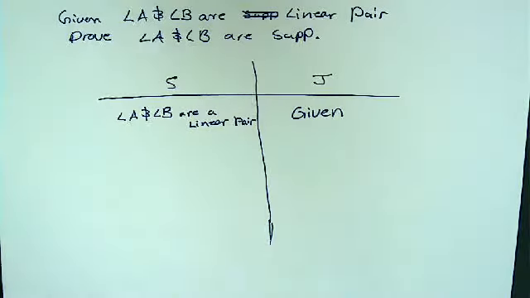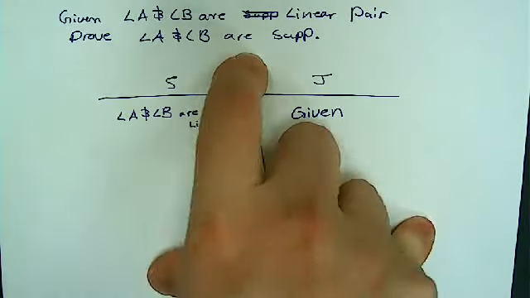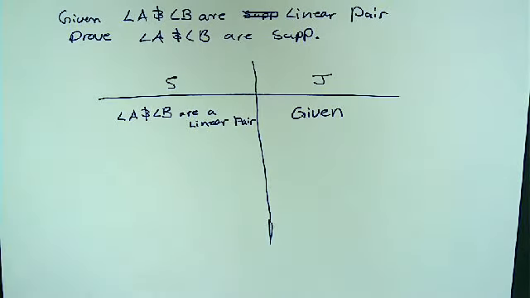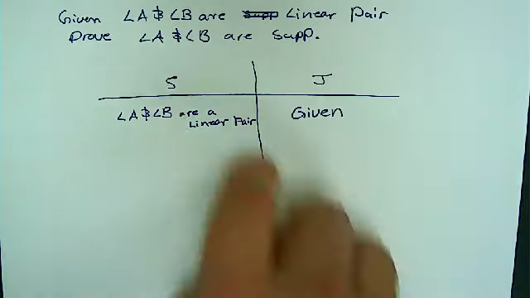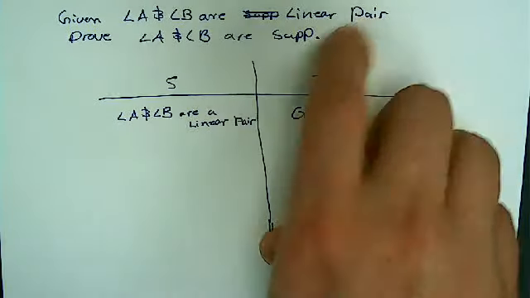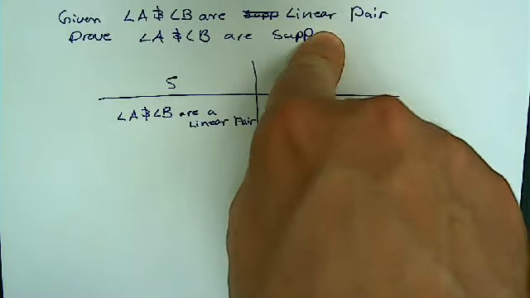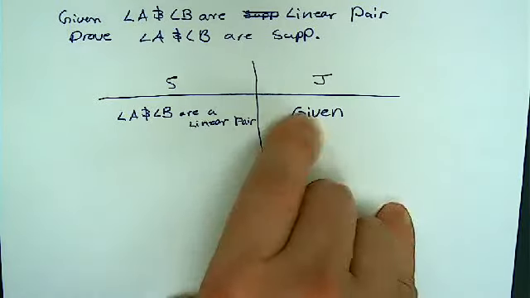All right, so here we are. This is the... what is this theorem called again? Linear pair theorem, which is: if two angles are a linear pair, then they are supplementary. All right, so we start off with our given.